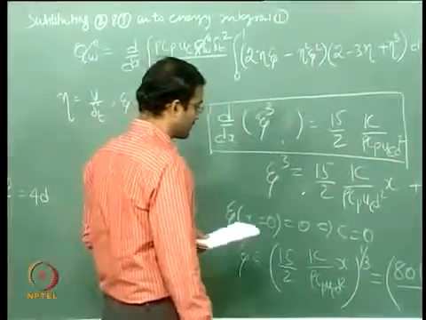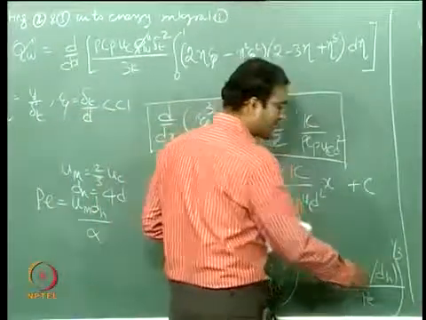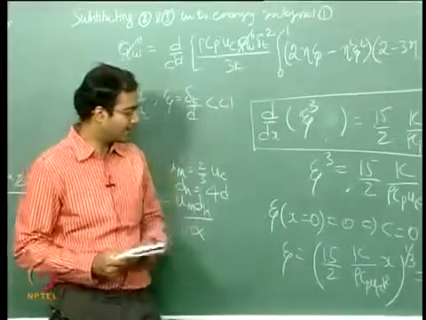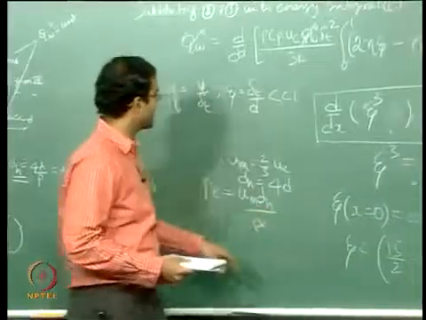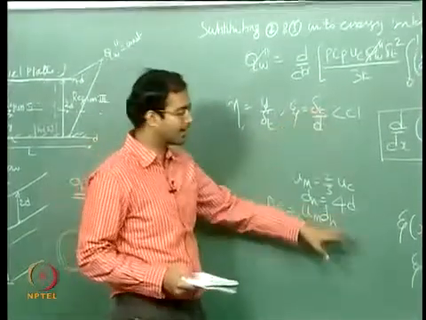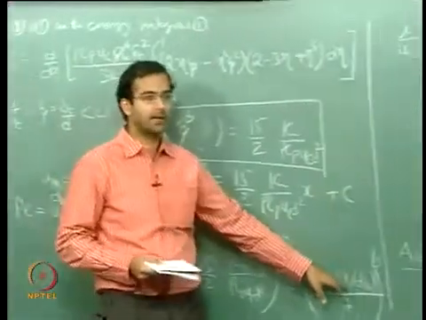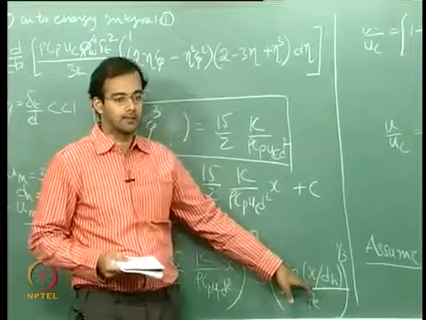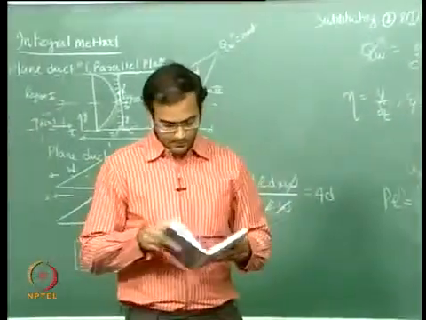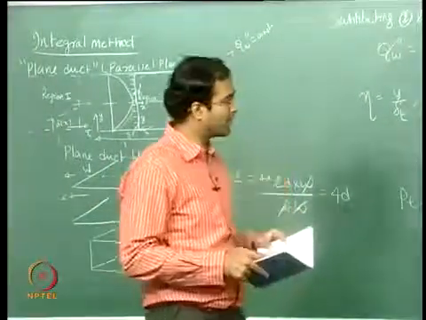Okay, so the Peclet number times x by d is nothing but the Graetz number. So you can now directly say that your zeta, which is nothing but your thermal boundary layer thickness, is directly a function of the Graetz number. Okay, so once you get this, the rest of the problem is a little bit straightforward.